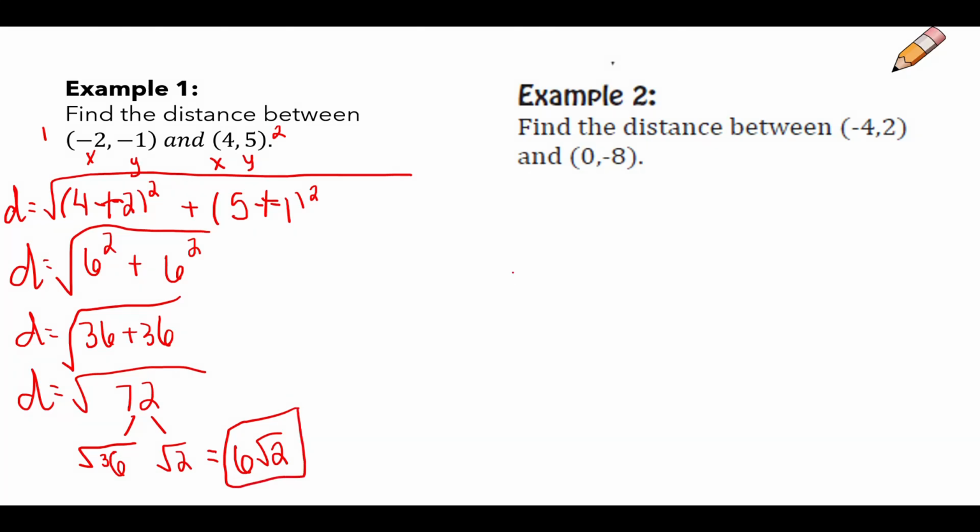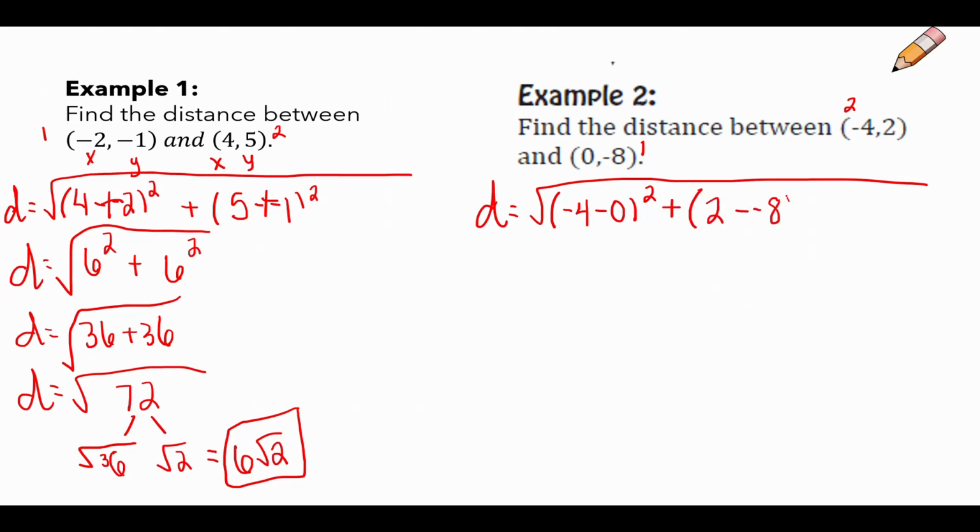Okay, let's try another one. Again, you could label this as your first or your second ordered pair, and this is your first ordered pair. It doesn't matter, as long as you take the difference between the x's and the difference between the y's. So we'd have negative 4 minus 0 squared for the difference in my x's, plus 2 minus a negative 8 squared. Negative 4 minus 0 is a negative 4. We're going to square that, plus 2 minus a negative is going to change it to a plus again. So that would be 10 squared, taking the square root of that.